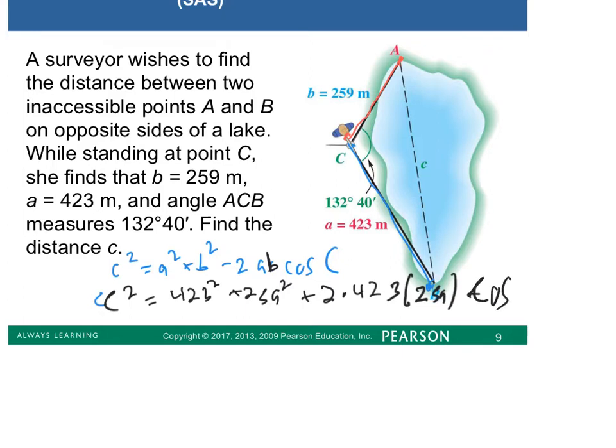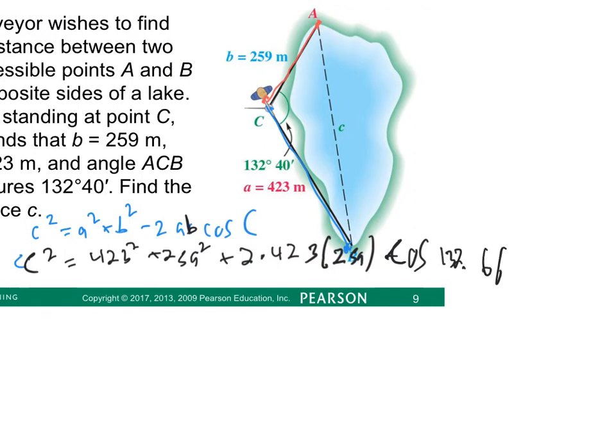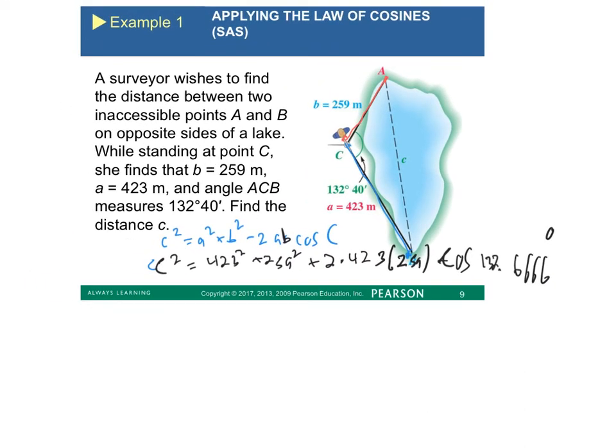cosine of my angle, which was, I'm going to cheat because I remember from the other lesson that 40 minutes was the same as 0.66666. So I'm going to write cosine of 132.6666 degrees. That way it all makes sense. Now, when you get done plugging all those numbers in your calculator, we're going to take the square root of that answer. So use your calculator, and you should pause the video now.